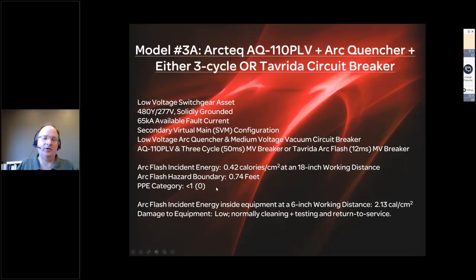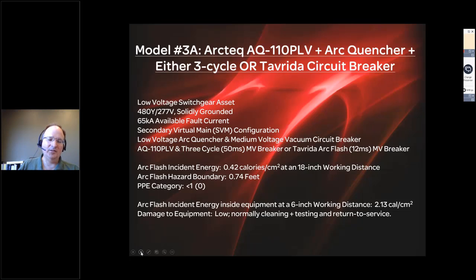So we can see in this model, the arc flash incident energy 0.42 calories, an arc flash hazard boundary of less than 1 foot. The PPE category, less than 1, what used to be called PPE category 0. The bottom line is no arc-rated personal protective equipment required. And most importantly here, the point of our presentation today, inside the equipment, just a little over 2 calories per centimeter squared. Damage to the equipment is low. Normally cleaning, testing, return to service.